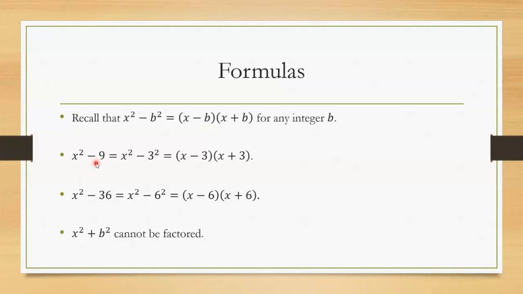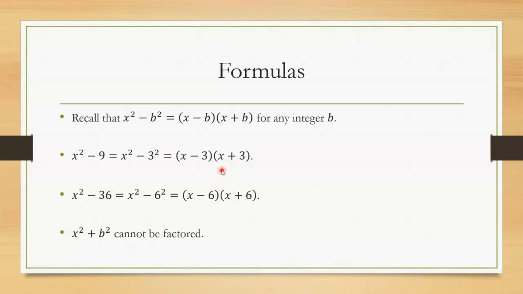For instance, if you have x squared minus 9, well, 9 is a perfect square. 9 is equal to 3 squared. Remember, b has to be an integer. So we have x squared minus 3 squared, and so we get x minus 3 times x plus 3. That is what we get.